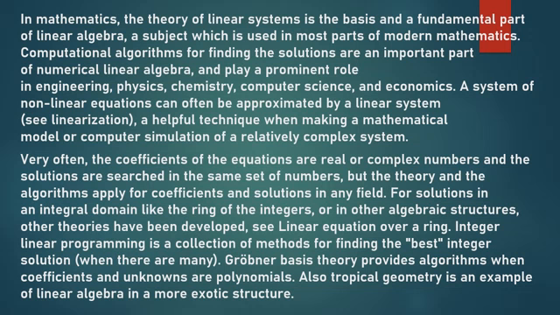Very often, the coefficients of the equations are real or complex numbers and the solutions are searched in the same set of numbers, but the theory and the algorithms apply for coefficients and solutions in any field. For solutions in an integral domain like the ring of the integers or in other algebraic structures, other theories have been developed. See linear equation over a ring. Integer linear programming is a collection of methods for finding the best integer solution when there are many. Grobner basis theory provides algorithms when coefficients and unknowns are polynomials. Also, tropical geometry is an example of linear algebra in a more exotic structure.